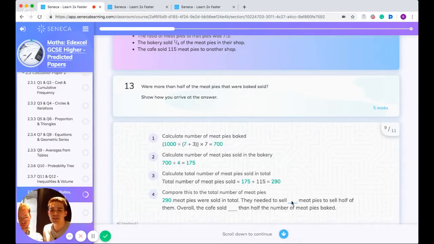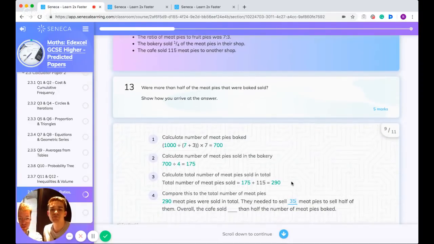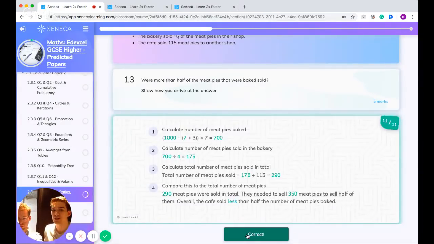They need to sell how many? 350 to sell half of them overall. Because do you remember in the first part we worked out there were 700 meat pies. So overall the cafe sold less than half of the meat pies baked.